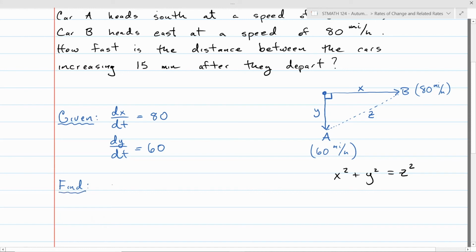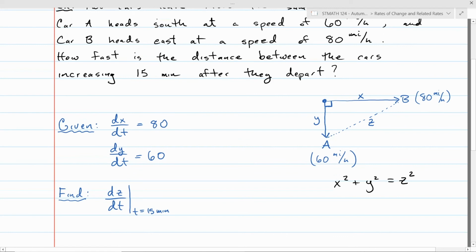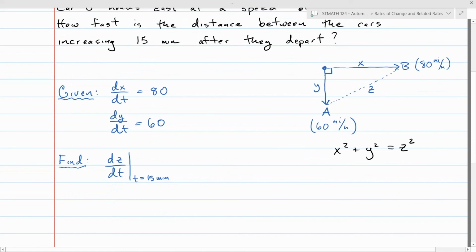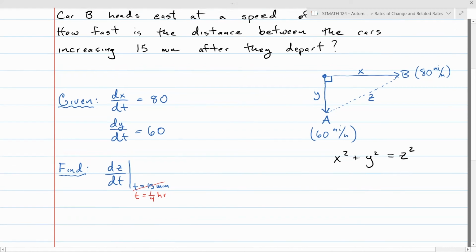So we want to find dz/dt, and we want to find it at the moment when t is equal to 15 minutes. Now we have to be careful with units here because those given speeds were in miles per hour, not miles per minute. So maybe it would make sense to, instead of saying we want to find what happens at t equals 15 minutes, replace that with t equals 1/4 of an hour. Okay, so you've got to be careful about units in these problems. It can really throw your answer off if you get mismatched units.